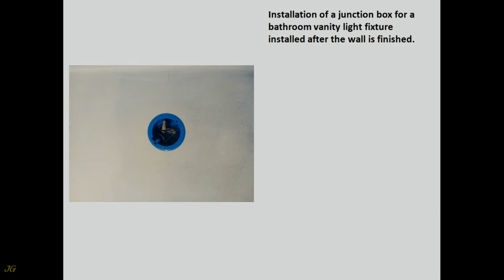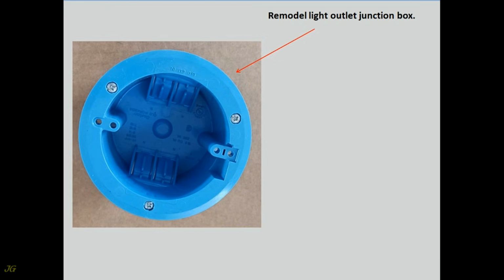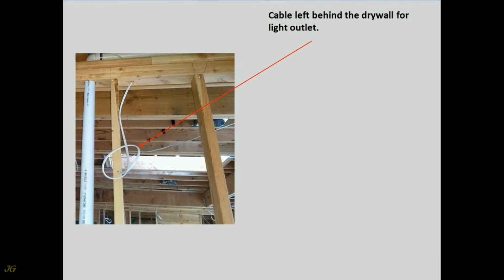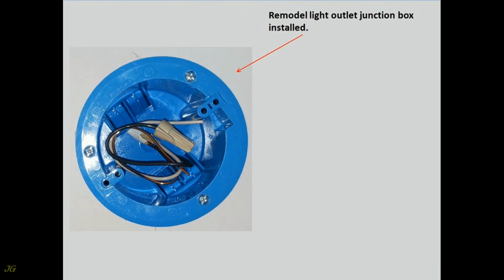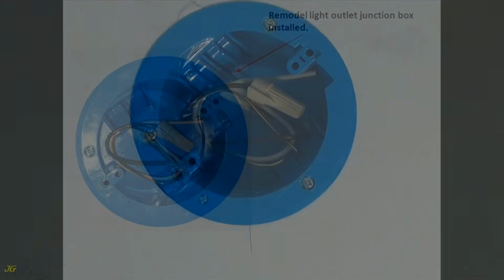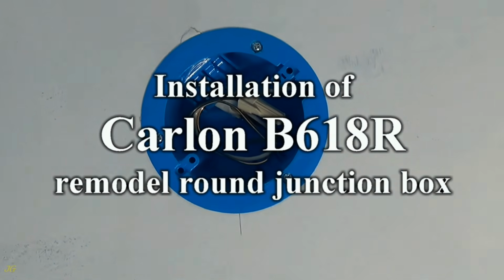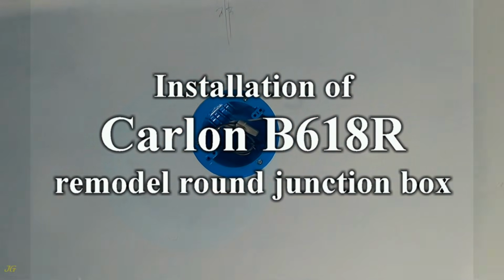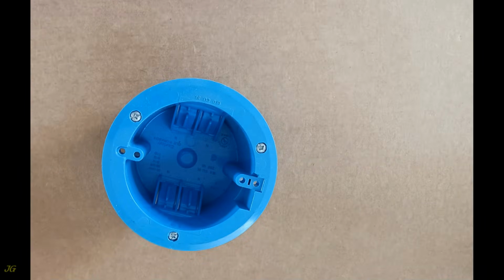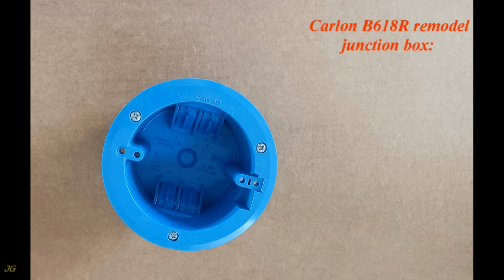Installation of a junction box for a bathroom vanity light fixture installed after the wall is finished. Remodel light outlet junction box. Cable left behind the drywall for the light outlet. Remodel light outlet junction box installed. Installation of the Carlin B618R remodel round junction box.